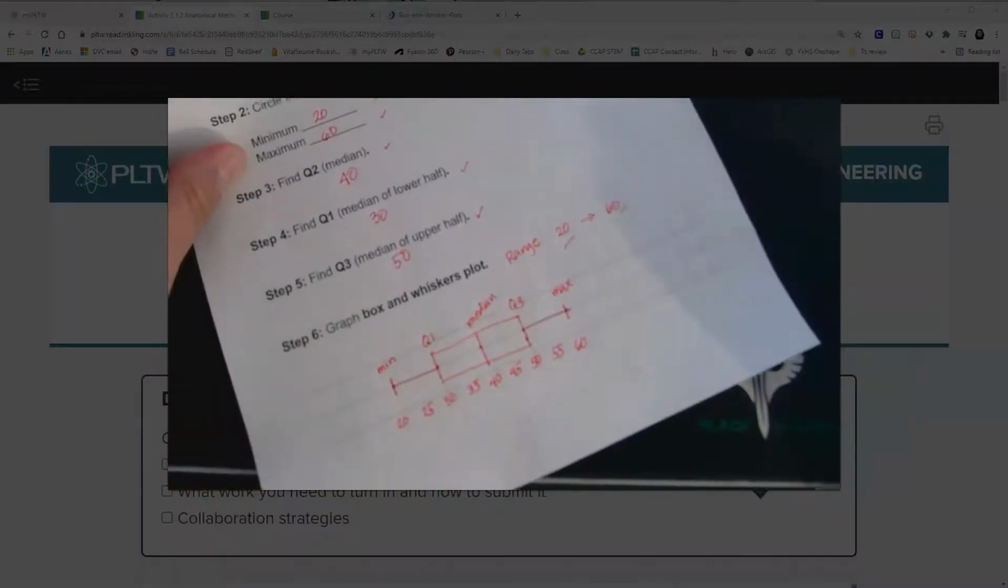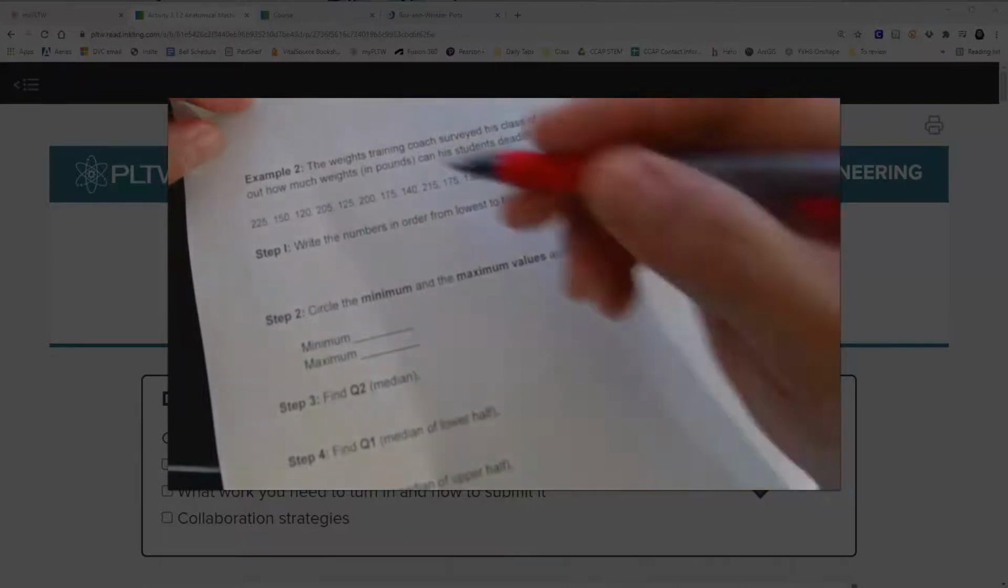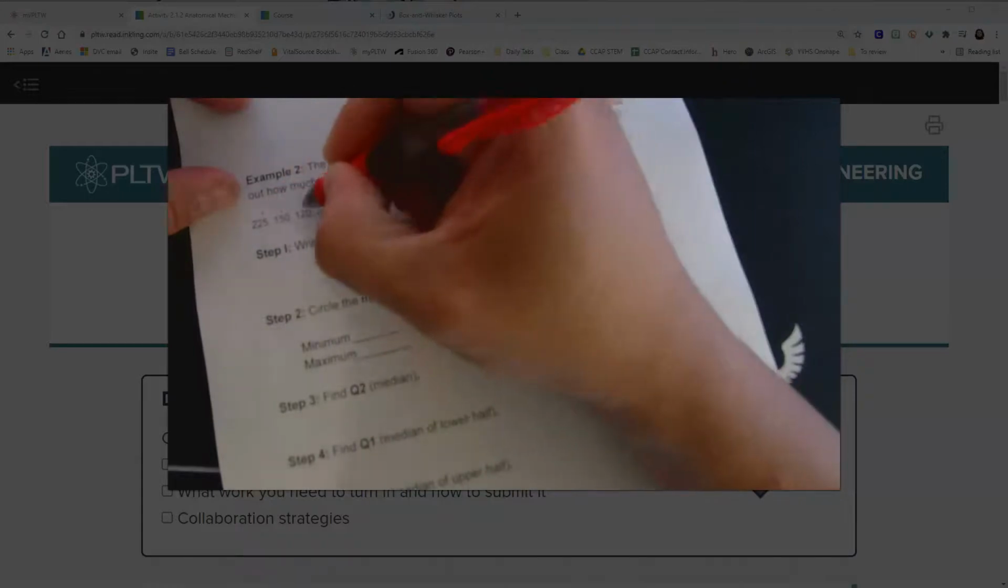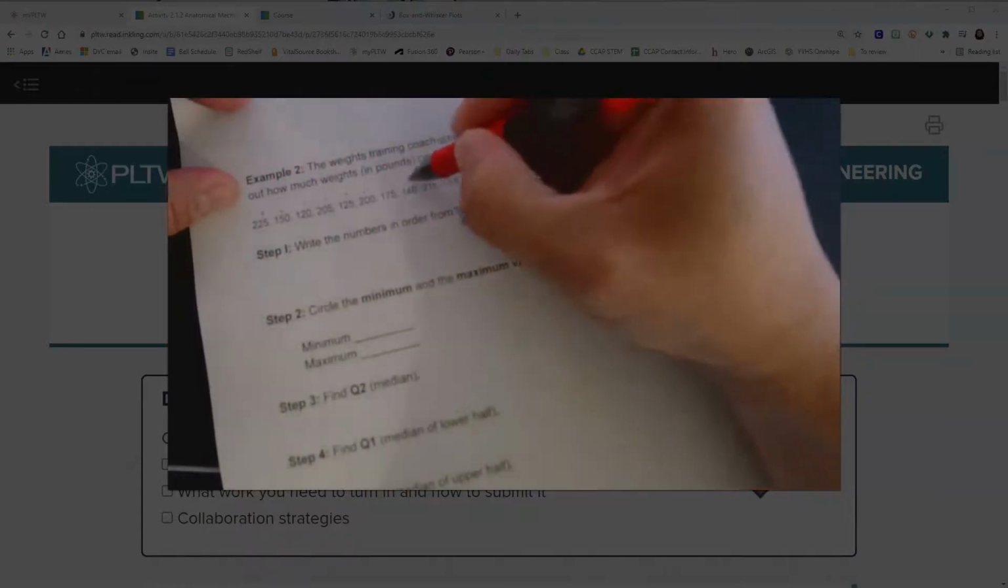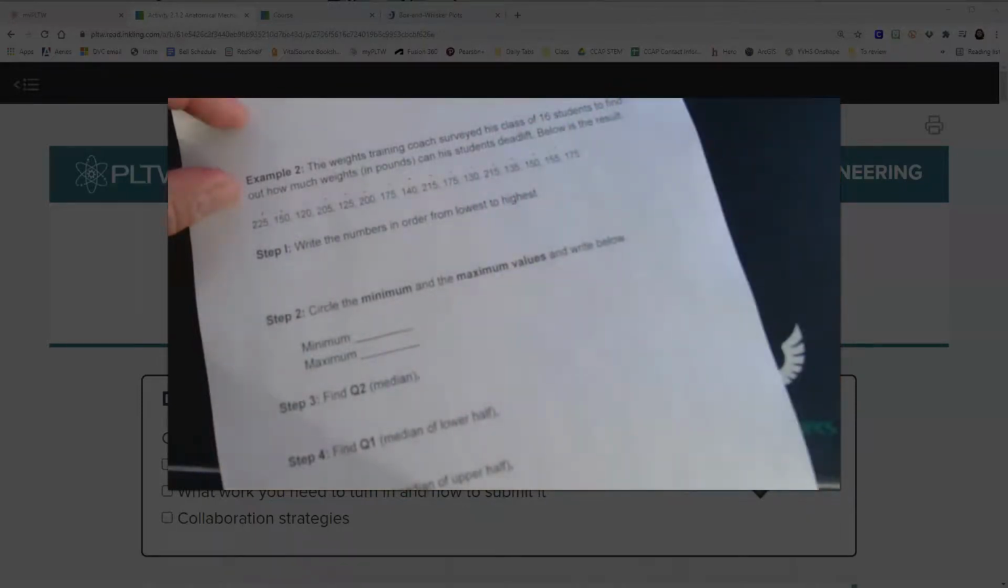Okay, so let's do the second example. So for example number 2, we have the weights training coach surveying his class of 16 students to find out how much weights in pounds can his students deadlift. And below is the result. Let's check if there's really 16 numbers there. So 1, 2, 3, 4, 5, 6, 7, 8, 9, 10, 11, 12, 13, 14, 15, 16 numbers.